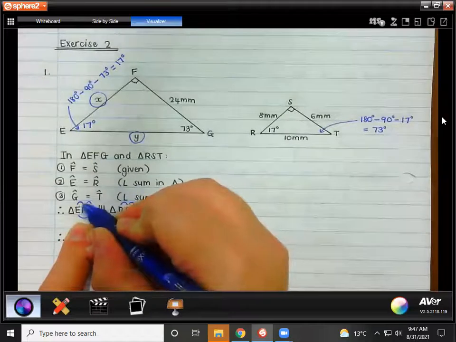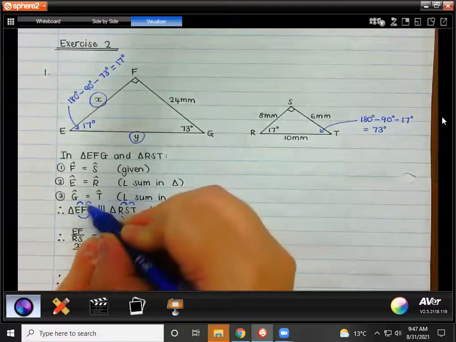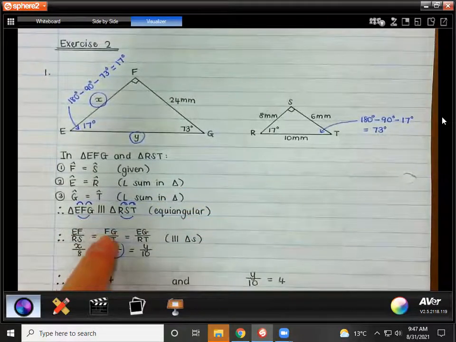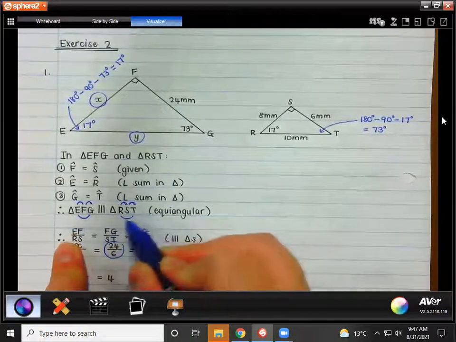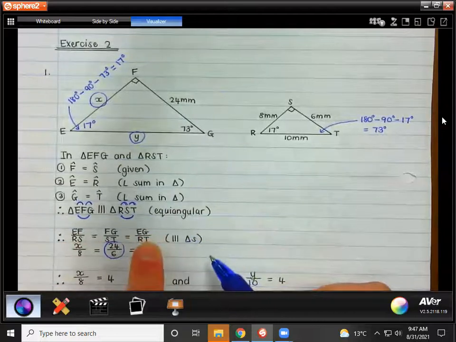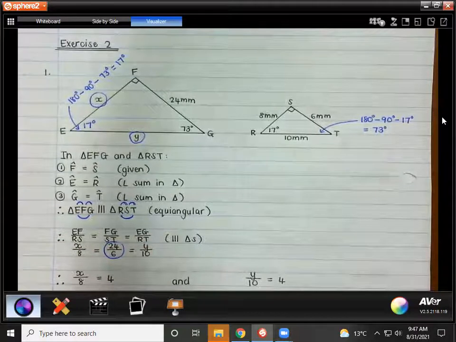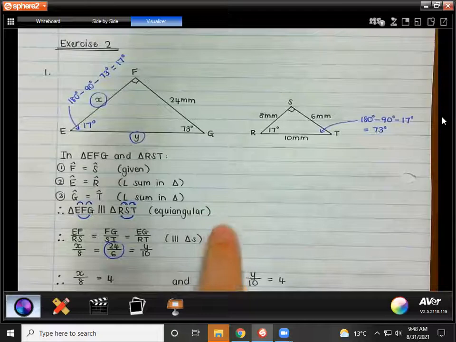So again, you do your first eye over your first eye, EF over RS. Second eye, FG over second eye, ST. There we have FG over ST. Then you do the mouth of the frog, EG over RT. Because these triangles are similar, we know that the fractions have to be the same value. That would have been our other way of proving it if we had information about the sides. Your reason is similar triangles.